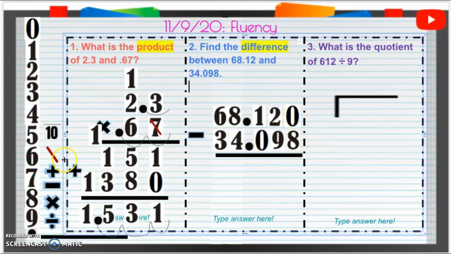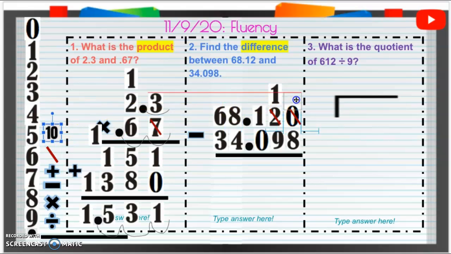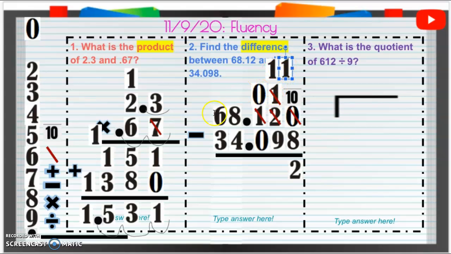0 minus 8 we cannot do. So this 2 becomes a 1 to make this 0 a 10. Bada bing, bada boom. 10 minus 8 is going to be 2. 1 minus 9 we can't do, so that 1 becomes a 0 to make this one an 11. I am going to cross that out and put 11 up top. Now 11 minus 9 is going to be 2. 0 minus 0 is in fact 0.